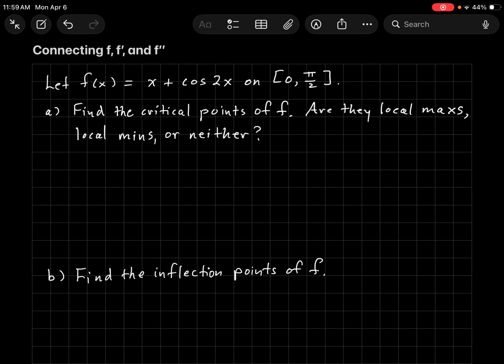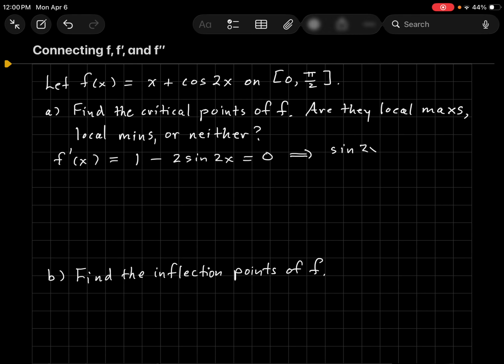Are they local maxes, local mins, or neither? Critical points, local max, local min, all of that says let's find f prime of x, which is 1, and then minus 2 sine of 2x. There's a chain rule going on. Since our function is smooth and continuous, we only need to find where f prime is 0 and not where f prime is undefined. That is, we're trying to find where the sine of 2x equals 1/2.